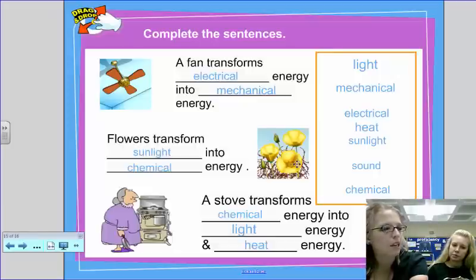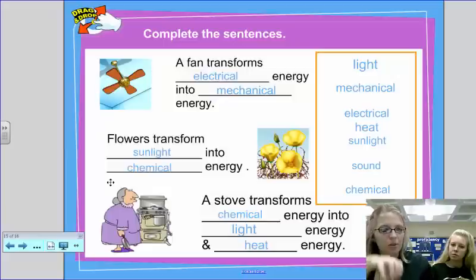This stove happens to be a stove that makes the flames. There's 2 types of stoves. My stove does not make fire at home. It used to, but mine has the flat top. So that would have been a different answer. This one is the one that makes the flame. So fire is chemical energy, and that makes light and heat.